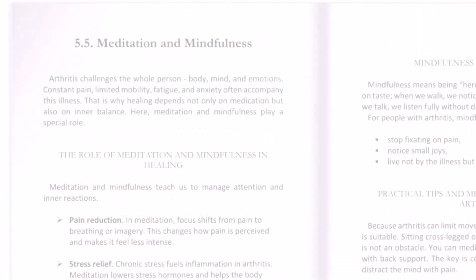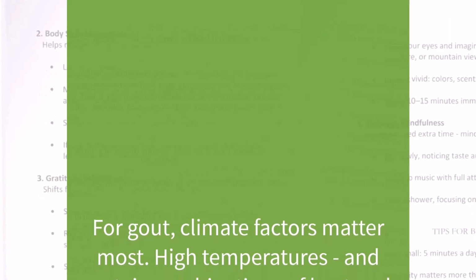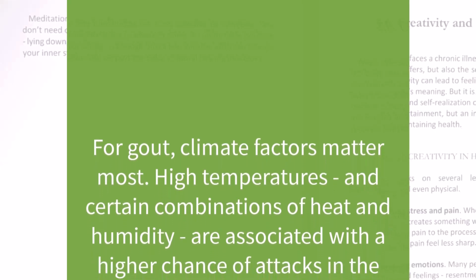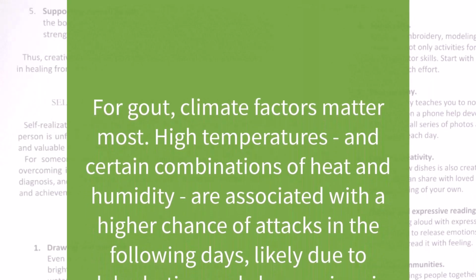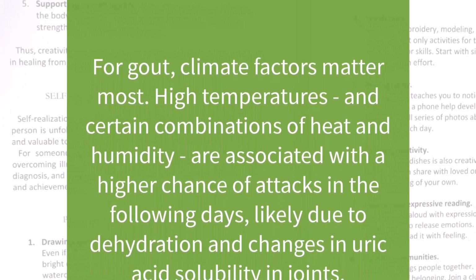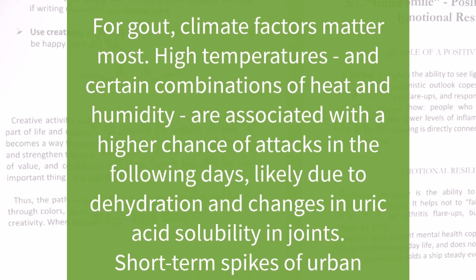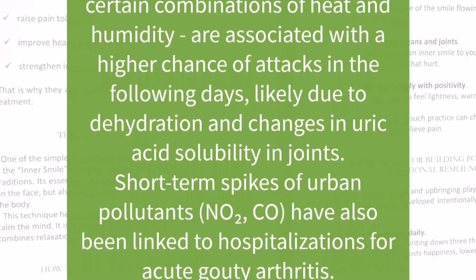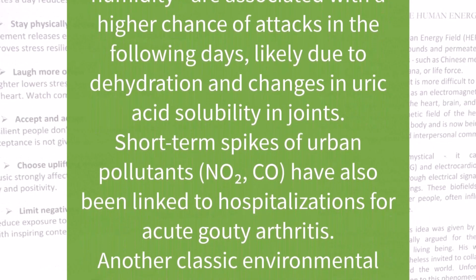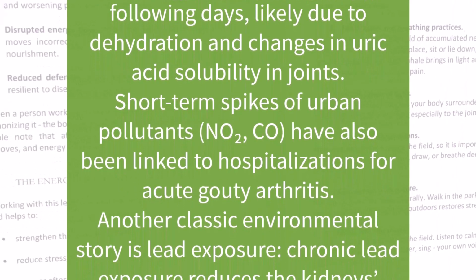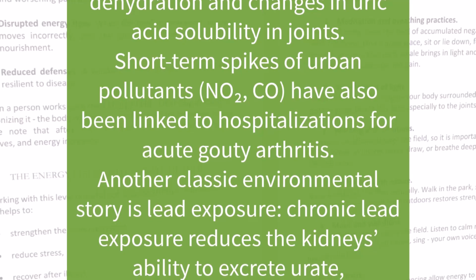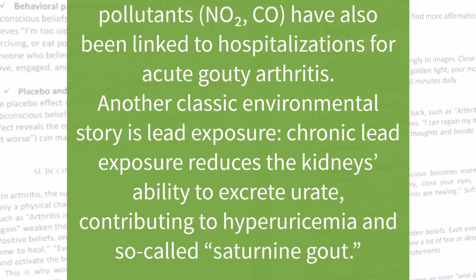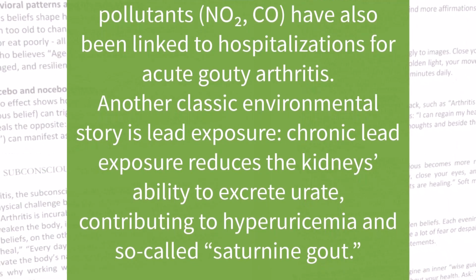Gout. For gout, climate factors matter most. High temperatures and certain combinations of heat and humidity are associated with a higher chance of attacks in the following days, likely due to dehydration and changes in uric acid solubility in joints. Short-term spikes of urban pollutants, NO2, CO, have also been linked to hospitalizations for acute gouty arthritis. Another classic environmental story is lead exposure. Chronic lead exposure reduces the kidney's ability to excrete urate, contributing to hyperuricemia and so-called Saturnine gout.